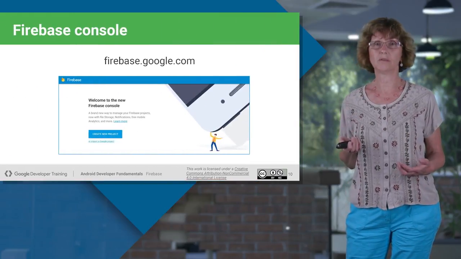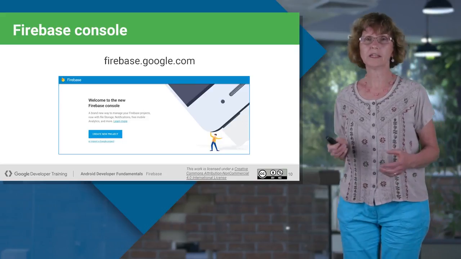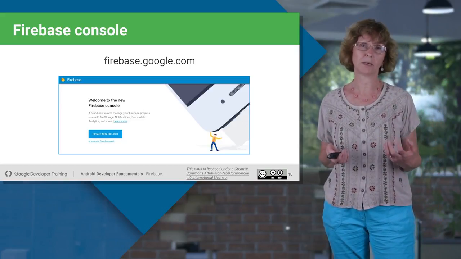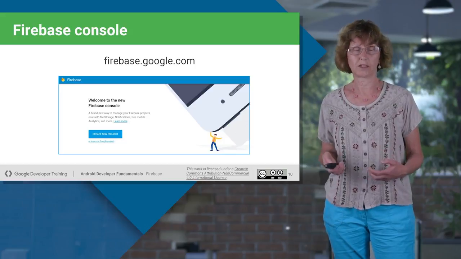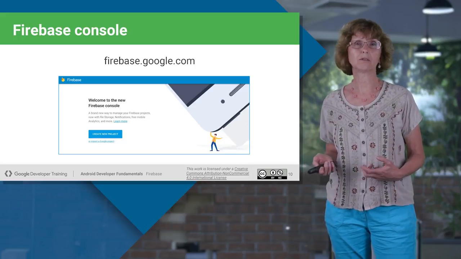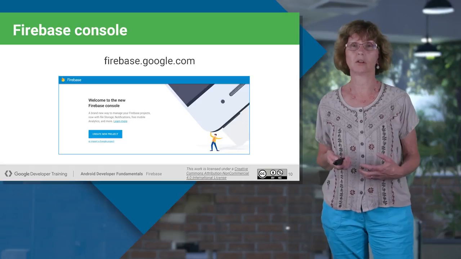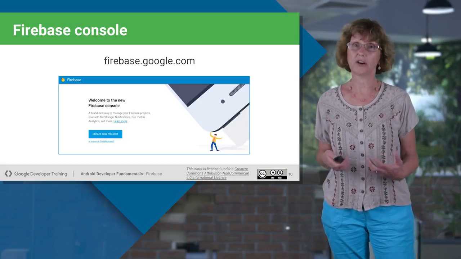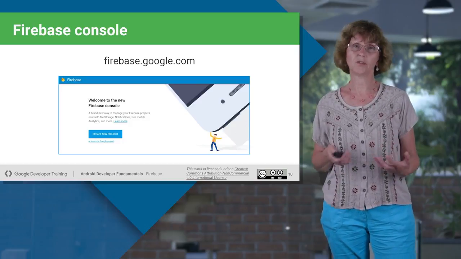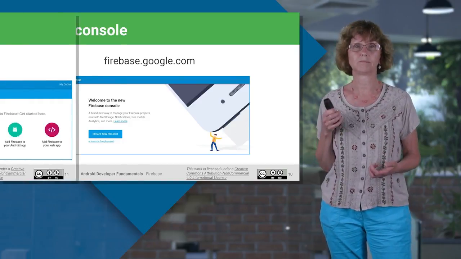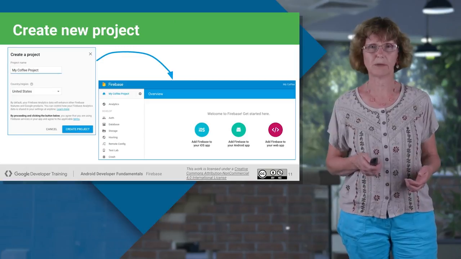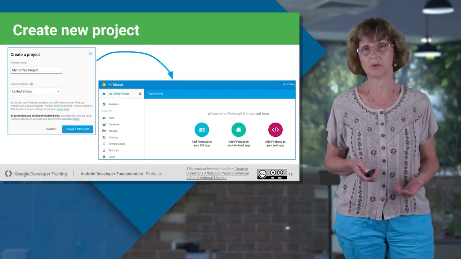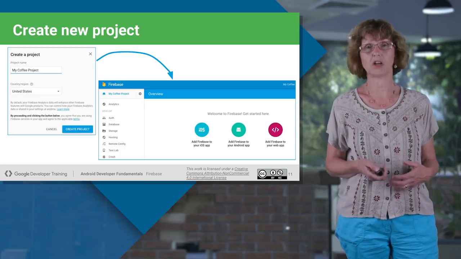Go to the console, firebase.google.com. One thing to say here is that you do need to have a Google account, like a gmail.com account or a googlemail.com account, to be able to access the console. I'm guessing that most of you who are listening to this video already have an account with Google. If you don't, you will need to create one. You click the Create Project button, and then you choose what kind of project you want to create. So you would create an Android project.